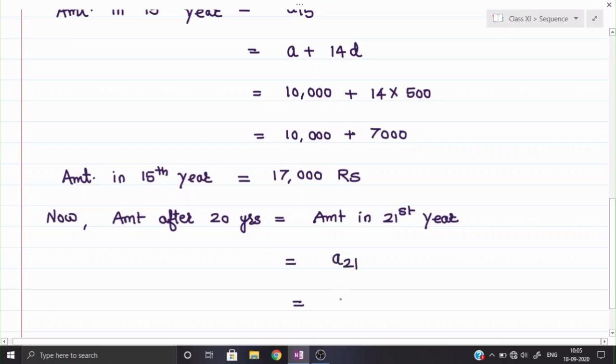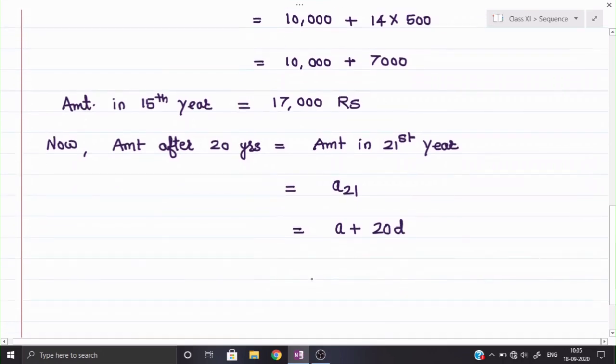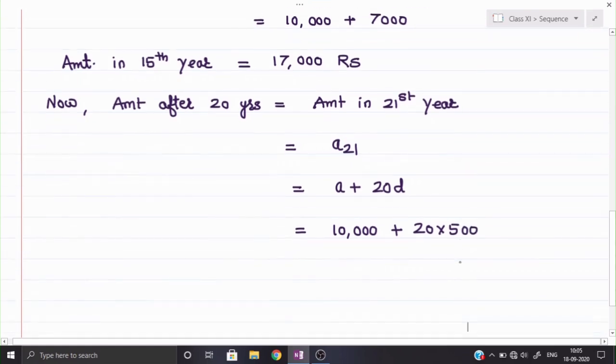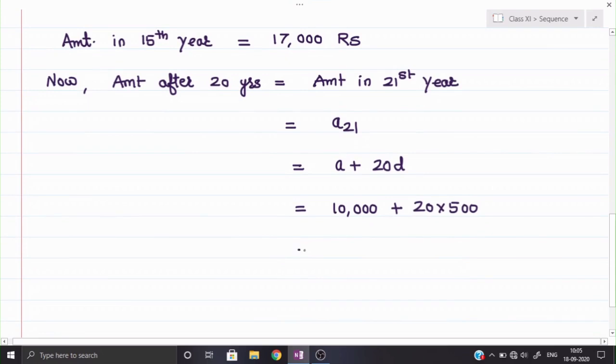A21. It will be A plus 20D. Now let us put in the values. A will be again 10,000 plus 20 into 500. 500 into 20, I think that will become again 10,000. So 10,000 plus 10,000, that will be 20,000 rupees. This is your answer number 2, I suppose. Okay, and this is your answer number 1.